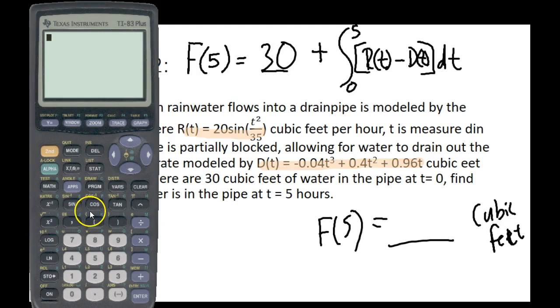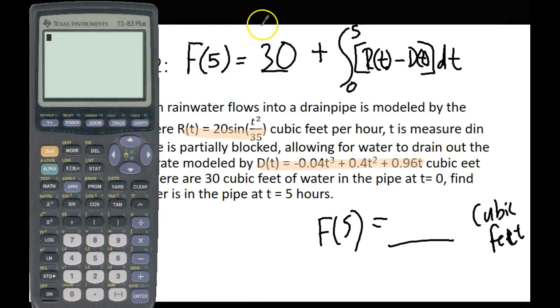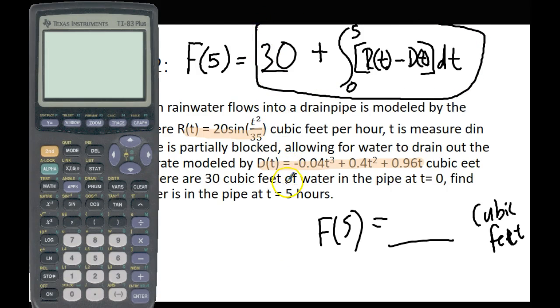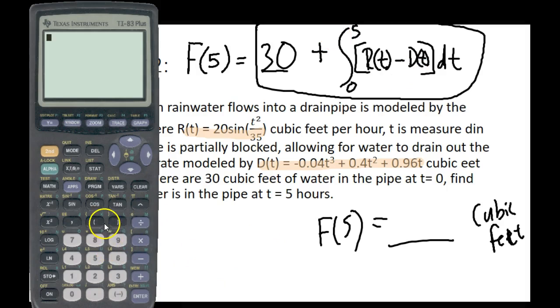All right. Now what I'm going to do is type in everything over here exactly as you see here. We're going to do 30 plus, now I need an integral, so that's math, 9. And you guys have a prettier looking display than I do. Does anybody have one that looks like mine with the FN? Okay, so follow what I do here. The first thing we're going to do is put in our functions. Now it's r minus d. Now my calculator thinks r is y1. So let me show you guys how to get y1.